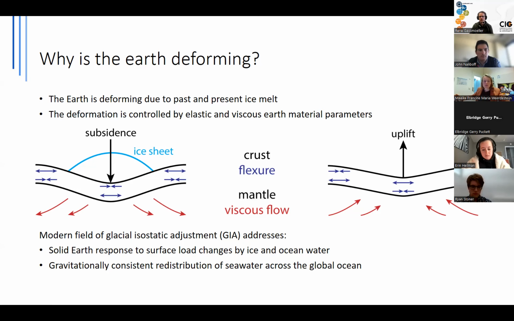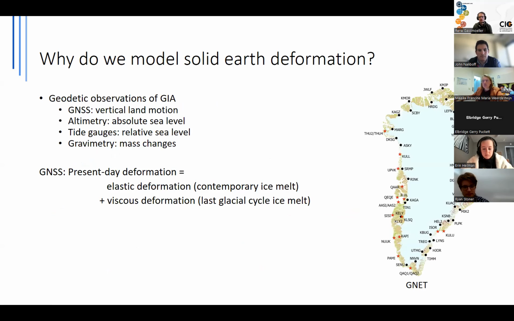And the modern field of glacial isostatic adjustment, or GIA, addresses not only the solid earth response to surface load changes by ice, but also by ocean water, and then the gravitationally consistent redistribution of seawater across the global ocean. So why do we model GIA, or solid earth deformation? There are a lot of geodetic observations that contain this GIA signal: vertical land motion from GNSS, absolute sea level from satellite altimetry, relative sea level from tide gauges, and mass changes from ground-based satellite gravimetry.